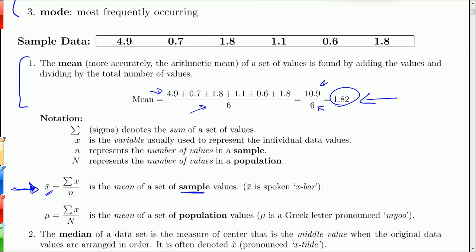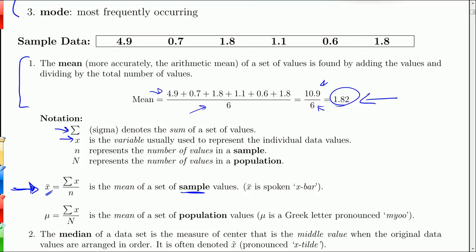is the sum, this sigma right here, this capital Greek sigma. That means you're going to add things up. So sigma means you add things up. And in this case, we're going to add up all of the x's, all of the individual values from the data set. So this says add up all the values from the data set, divide by the number of elements in the data set.